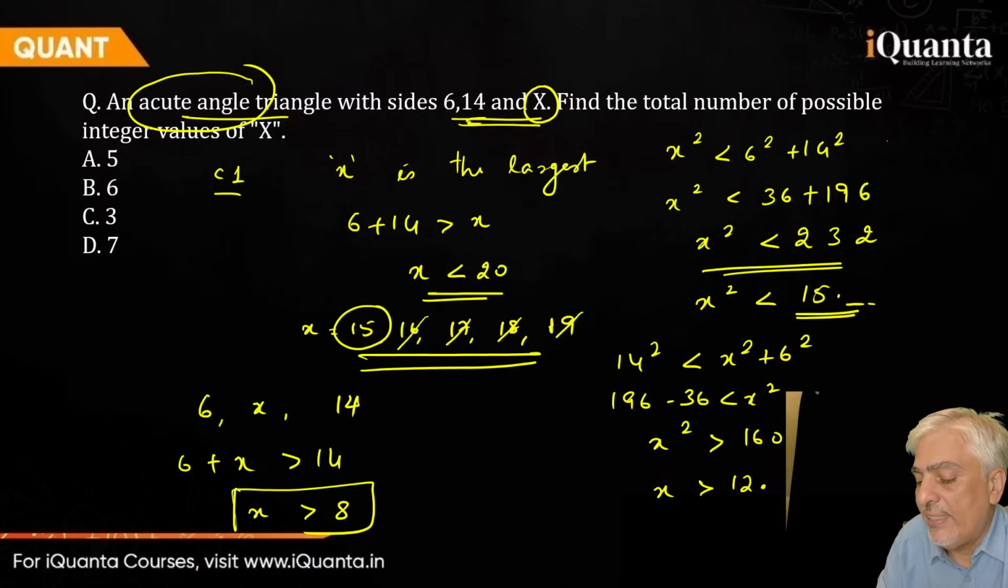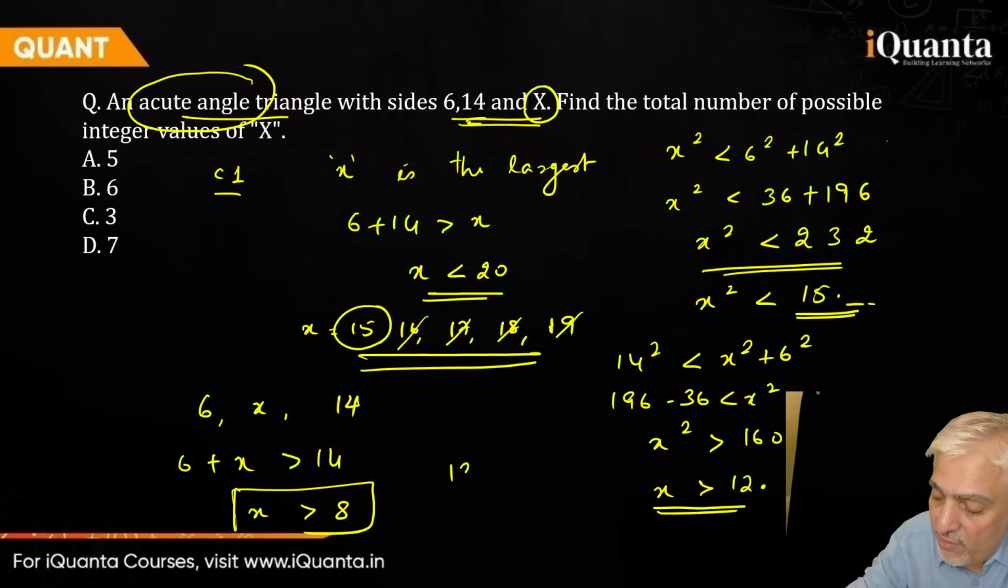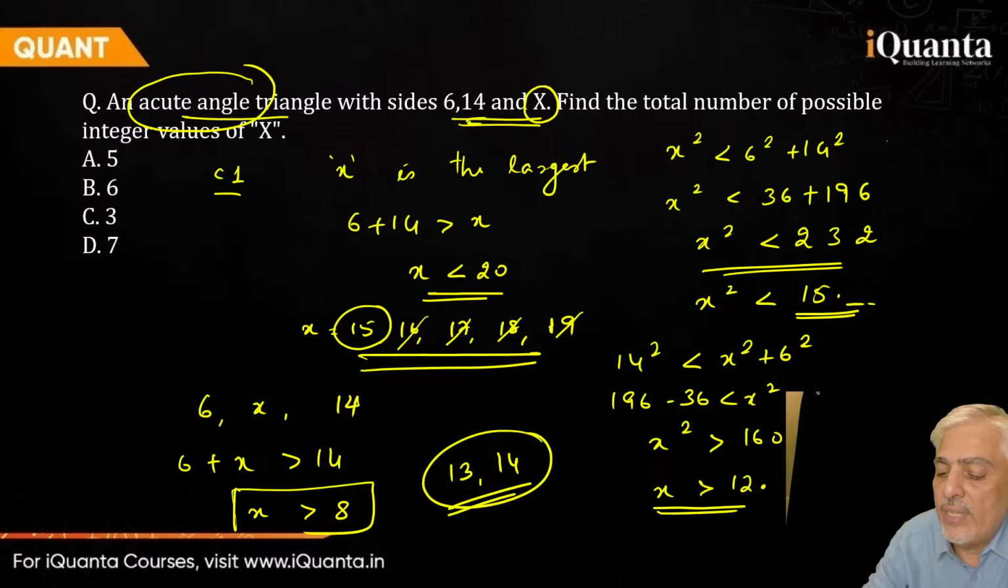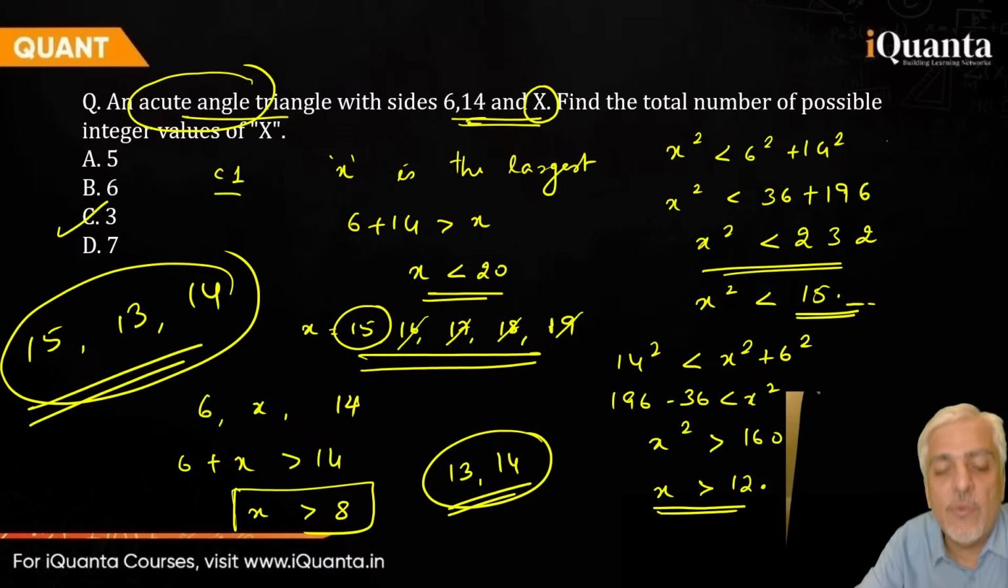12 point something something, it is greater than. And also it has to be greater than 8, but iska toh koi fayda nahi because greater than 12. Now greater than 12, it can be only 13, it can't be 14. Can it be 14? It can be 14 also. So 13 and 14, both the values it can take. So I think answer will be 3. One with this value 15 and one with 13 and 14. 13, 14, 15, 3 values.